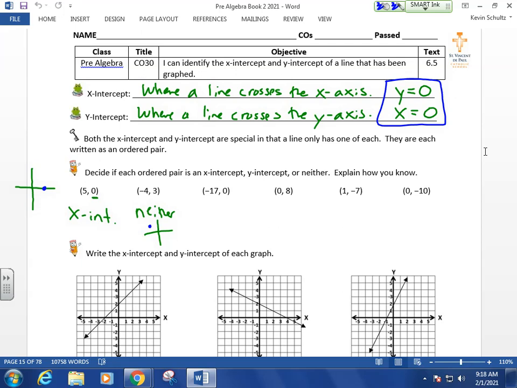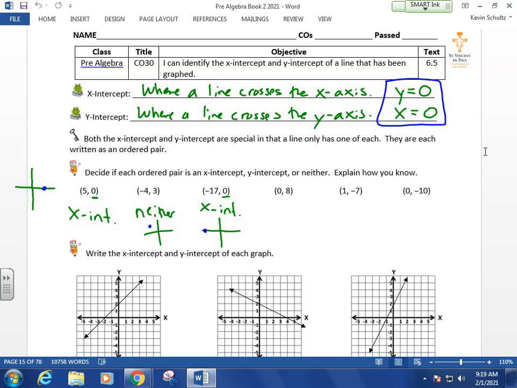-17, 0, X-intercept or Y-intercept? Take a look at that ordered pair. Identify if there's a 0 and where it is. Carly? X-intercept, because that y value equals 0. Again, if we visualize where this is, -17, 0 is going to be 17 left of the origin on the x-axis. That 0 means we're not moving up or down the y-axis at all, so it's on the x-axis.